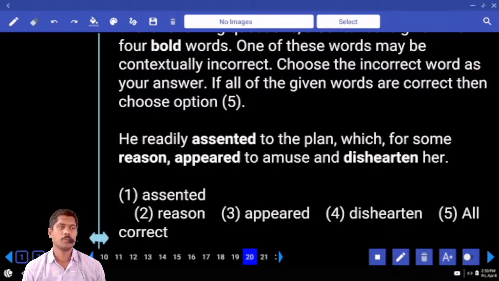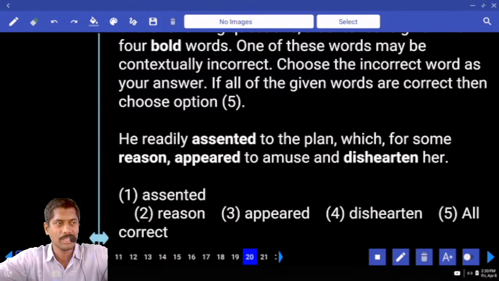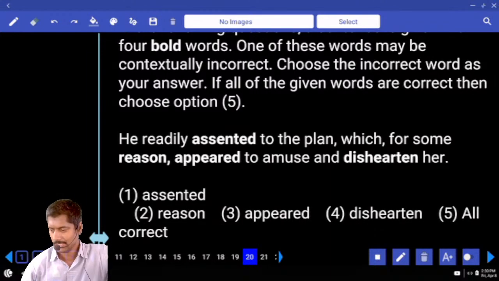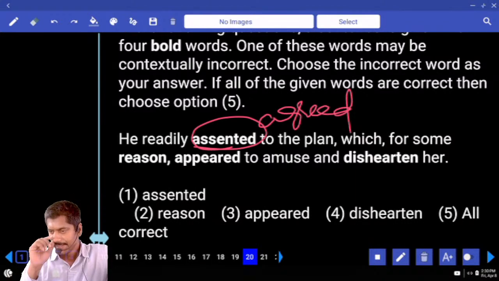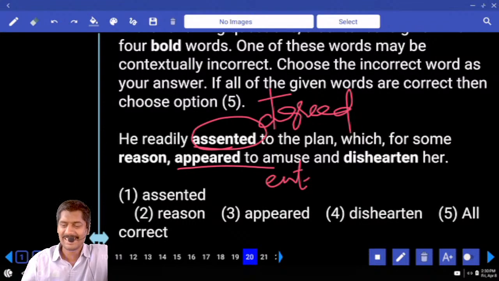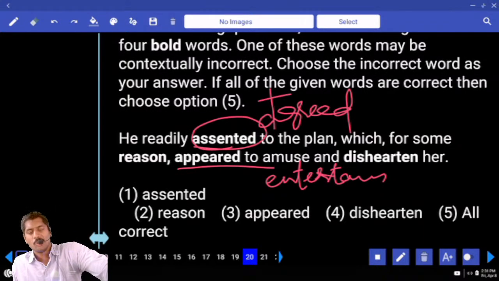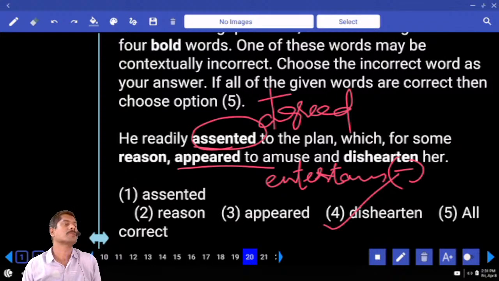Now it's some sort of a new section for us. There are 4 words given in bold. One is not related to it, one does not really contribute to the meaning or grammar. Something is not appropriate, the odd man out. He readily assented. Assented means agreed. He agreed to the plan, positive, which for some reason appeared to amuse. Amuse means kind of entertain, making fun. Appeared to amuse and dishearten. Dishearten is negative. The answer is the 4th option.